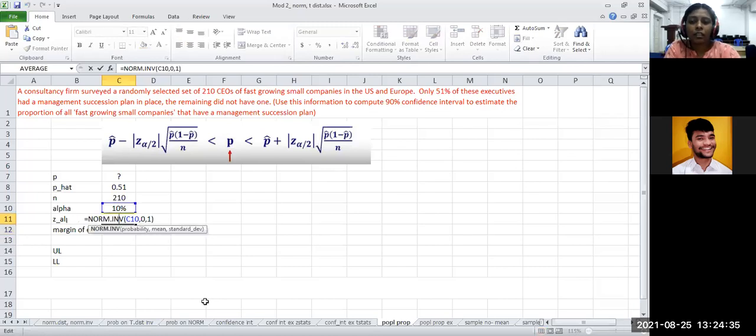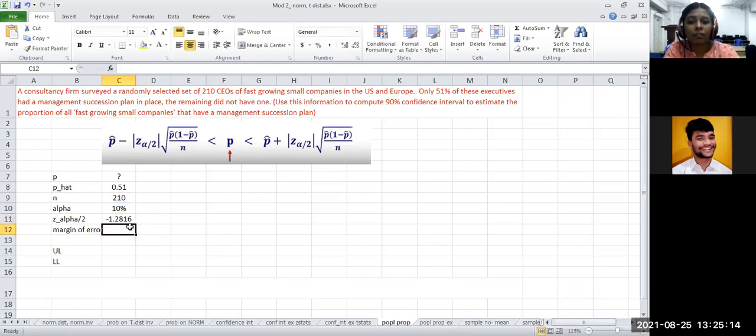Your Z alpha by 2 is norm.inv. You have to give 3 inputs: your probability value, which is nothing but your alpha value, 10%, then your mean value and standard deviation. Since it's a normal distribution, by default your mean is 0 and standard deviation is 1. And please do not use confidence.norm. In that particular formula, you need to calculate the standard deviation and then put it. We do not have any information to calculate standard deviation, so we cannot use that. Here, this formula can be used.